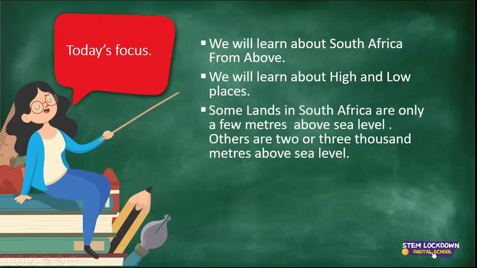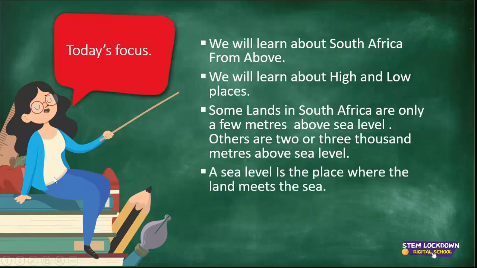So in South Africa, some lands are only a few meters above sea level, and others are 2 or 3,000 meters above sea level. So we also learn that some lands are 2 to 3,000 meters above sea level, and others are only a few meters above. I'm going to lead you on that as well. We also learn that sea level is a place where the land meets the sea. You see? So we also look at that today.